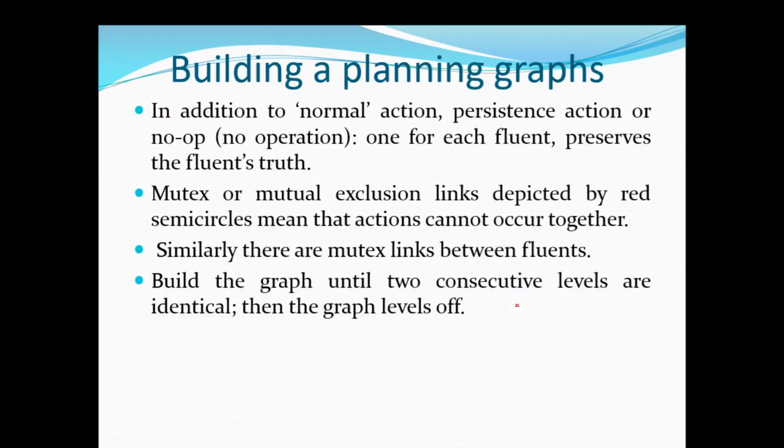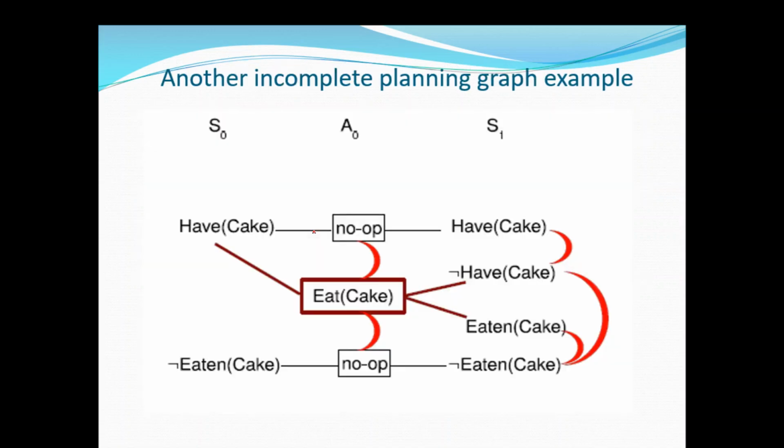Okay. So we have something called persistence action. In addition to the normal action in the planning graph, we have something called persistent action that we will be discussing soon. And also we have something called mutex or mutual links, that also we will be discussing. Okay. So this is also an incomplete example.